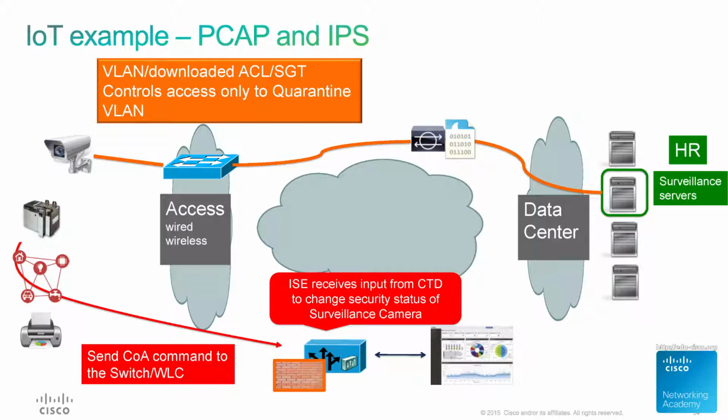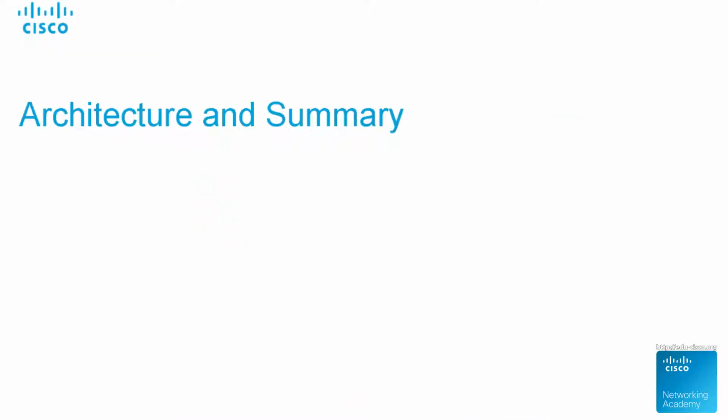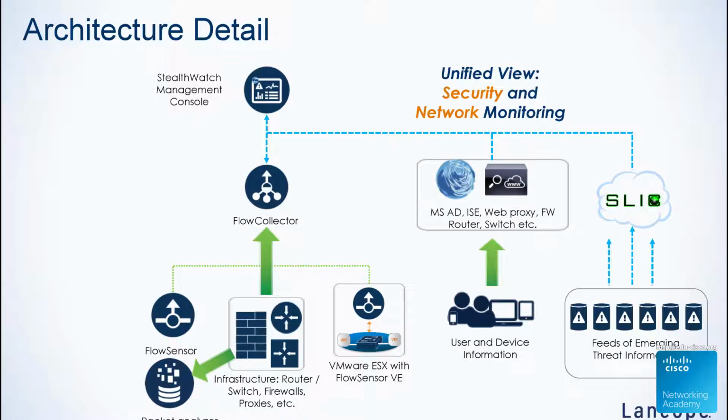Okay. So I'll quickly move on and speak a little bit about the architecture and then summarize before I do a very quick demo of the solution. So the full architecture looks something like this. You need to have infrastructure where you turn on flow. The flow gets sent to a collector, which stores all the information. All the IP to IP communication gets stored on a collector. That's a virtual machine or a physical one sitting in the data center.